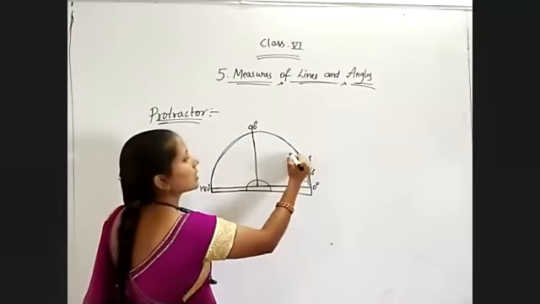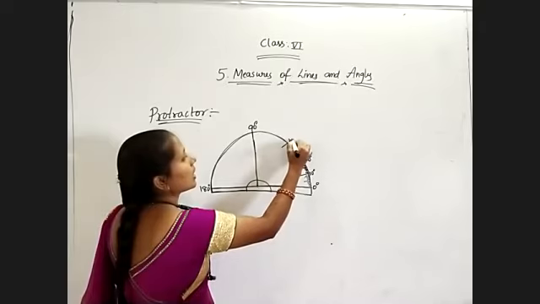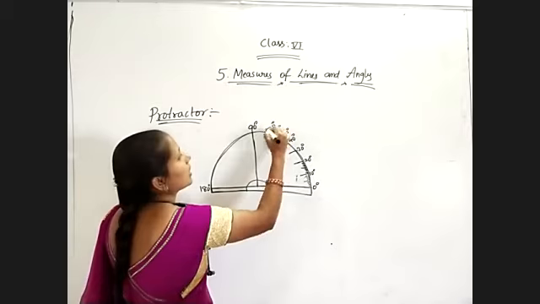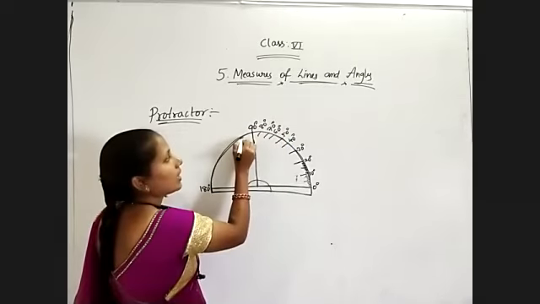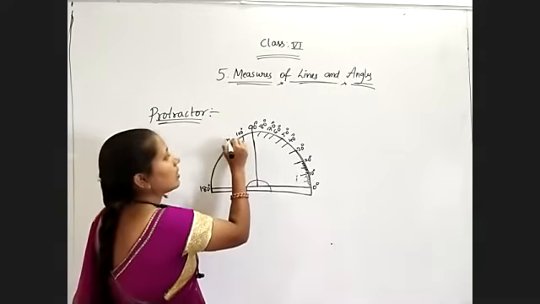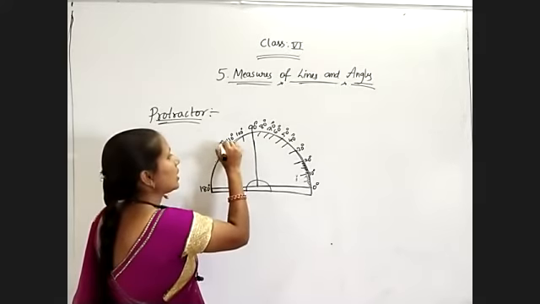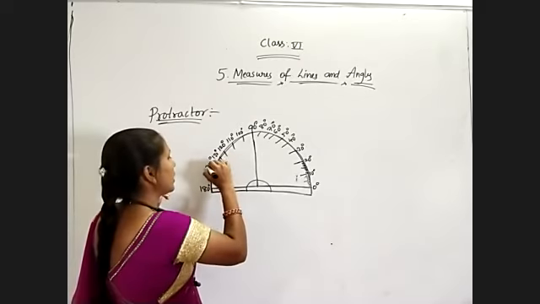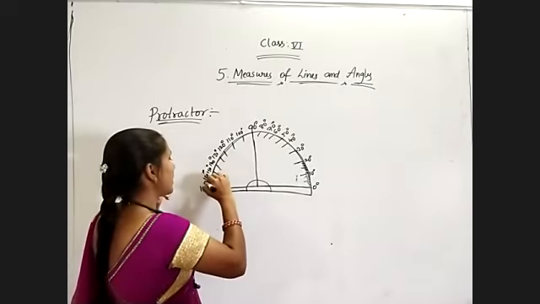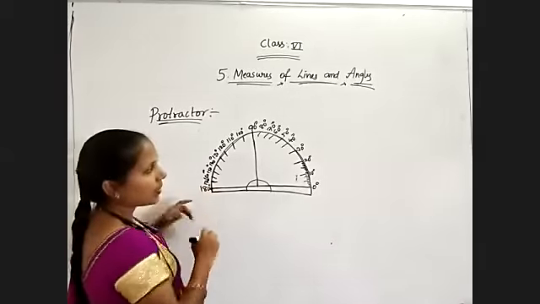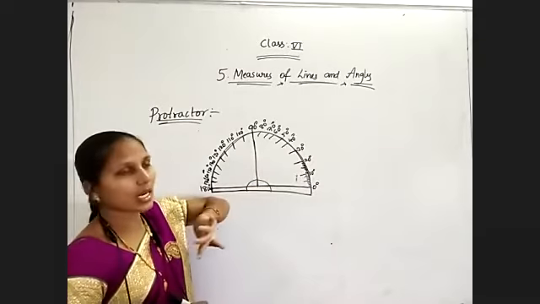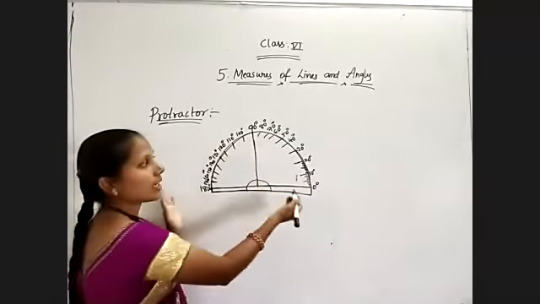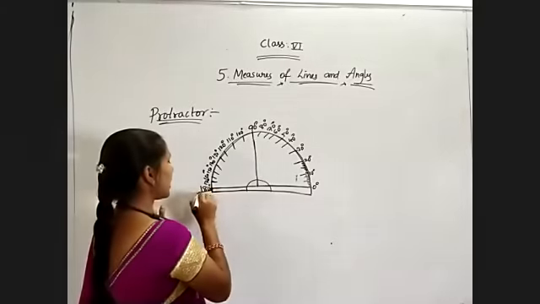Okay, 20 degrees, 30 degrees, 40, 50, 60, 70, 80, and 90, 100, 110, 120, 130, 140, 150, 160, 170, and here 180. Between each 10 degrees, you will get 10 smaller lines. All those 10 smaller lines, one line indicates 1 degree. So 0 to 180 we will get in clockwise direction and anti-clockwise direction.